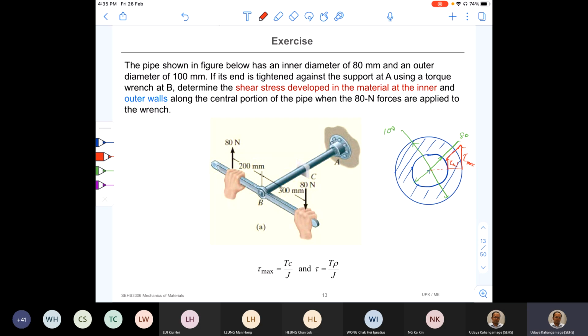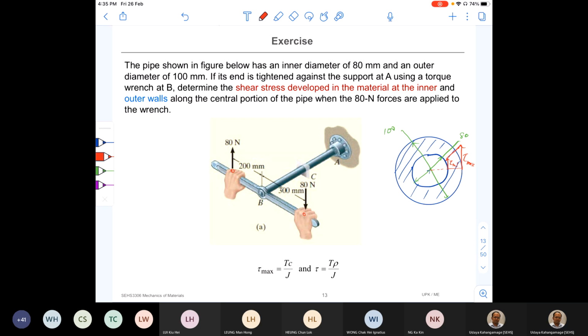So that is what we need to find out, at the central portion of the pipe, when the 80 Newton forces are applied to the wrench. You can see an 80 Newton force is applied at this point and this point here, and they are 300 millimeters and 200 millimeters from point B.